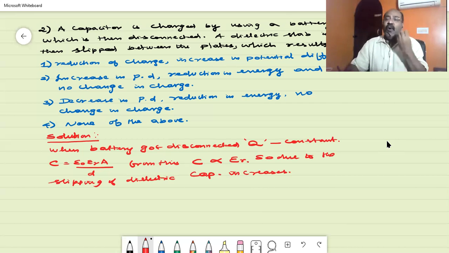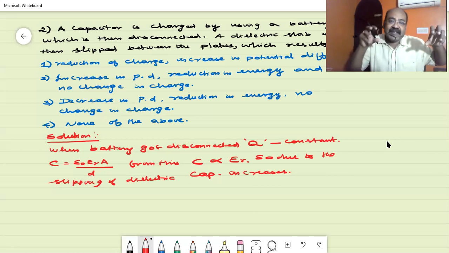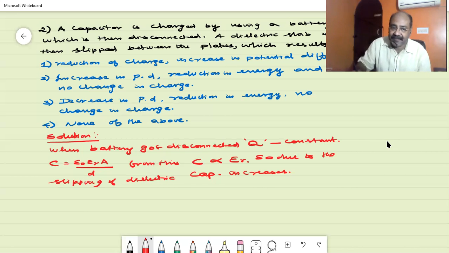So I have to say what will happen to the potential energy and what will happen to the potential difference. If the capacitance increases, automatically the potential difference should get decreased, because we know that C is equal to Q divided by V, where Q is considered to be constant. The value of capacitance increases means then the potential difference should get what? Then there should be a decrease in potential difference.